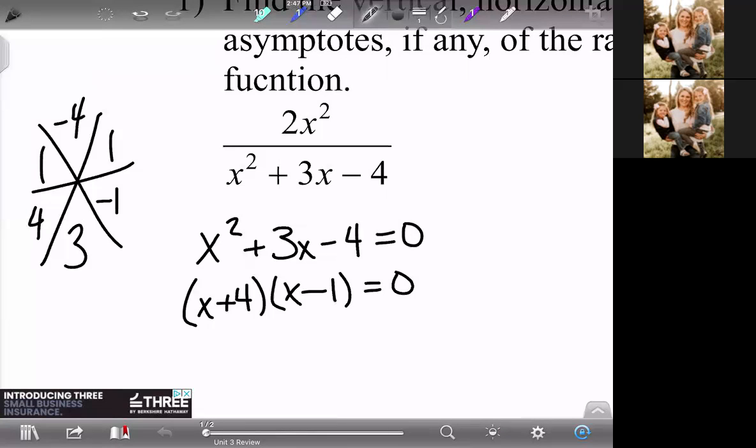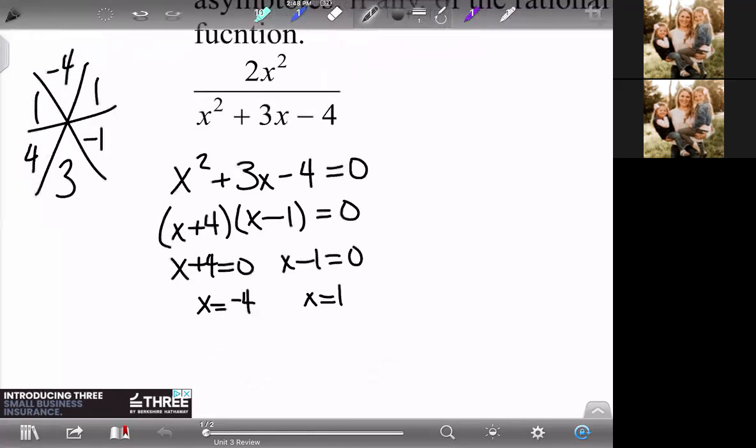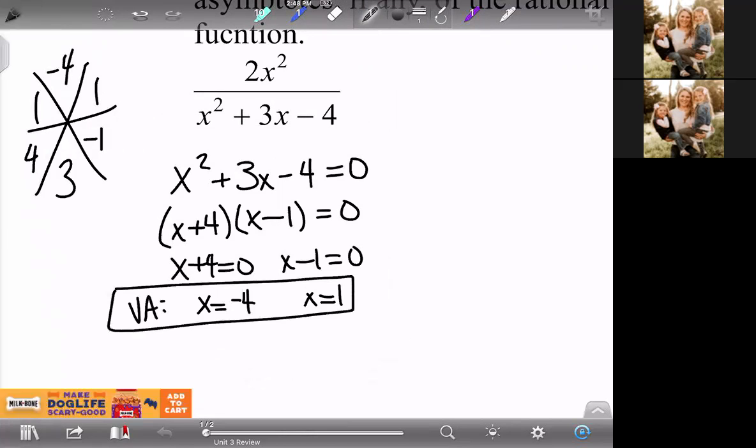Then we're going to take our two factors and set them equal to 0. So that's going to give us our two vertical asymptotes, x equals -4 and x equals 1. I'm going to label them VA to identify that those are my vertical equations.